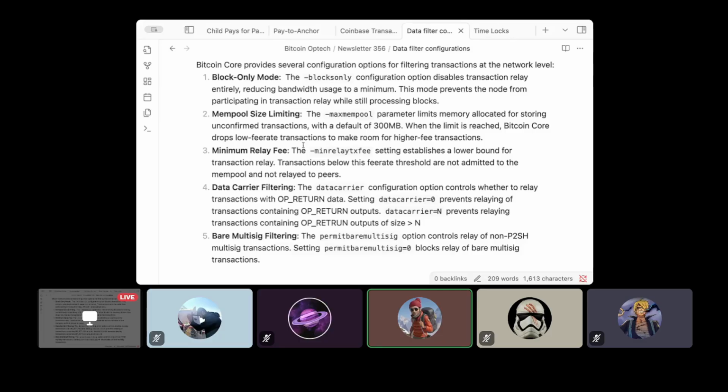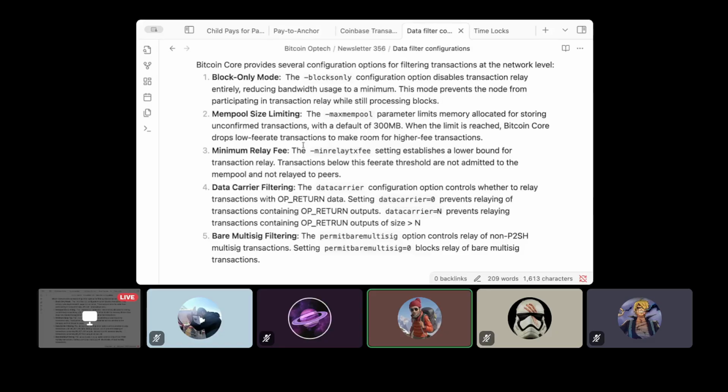Then again, we have this bare multisig filtering. As we saw in the ways in which you can put data into the blockchain, bare multisig is one method by which you can store data into the blockchain. So you can use permitbaremultisig=0. That means bare multisigs will not be looked at as standard transactions by your node. So these are all the ways in which right now you can filter content in your own node if you are running Core. Knots provides all these 5 methods.